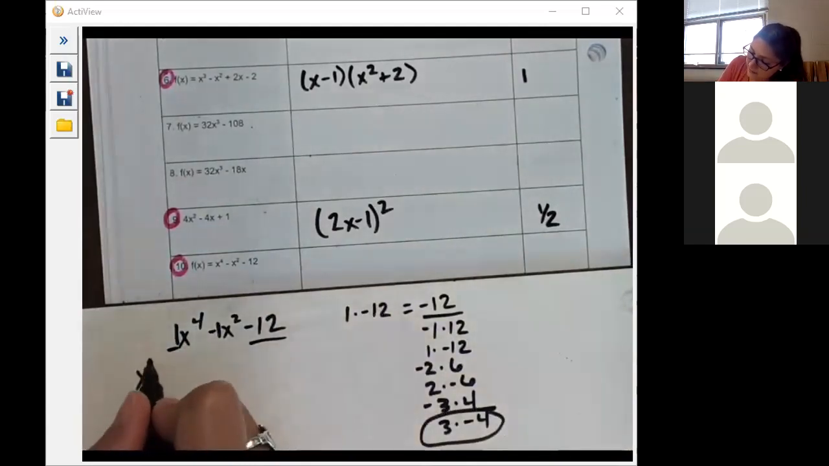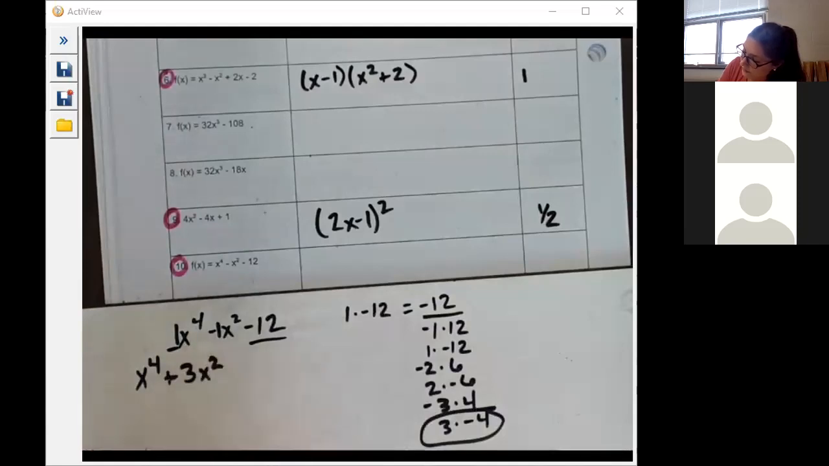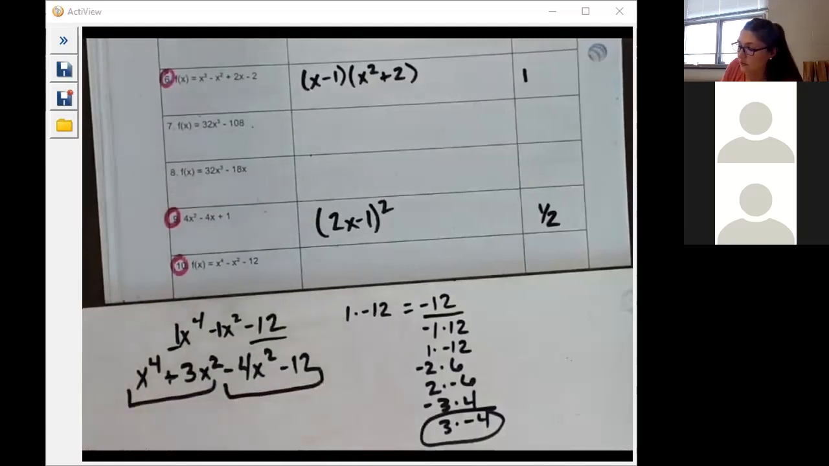So I would have x to the 4th plus 3x squared minus 4x squared minus 12. Now that I've rewritten this as 4 terms, I'm going to use grouping. So first group, second group. I want you guys to take a minute and look for those GCFs for each group and write what's left over.